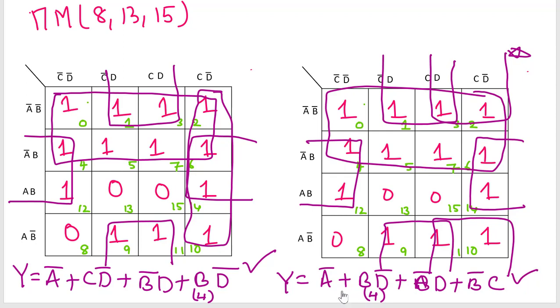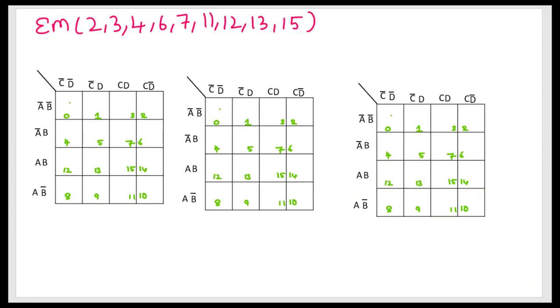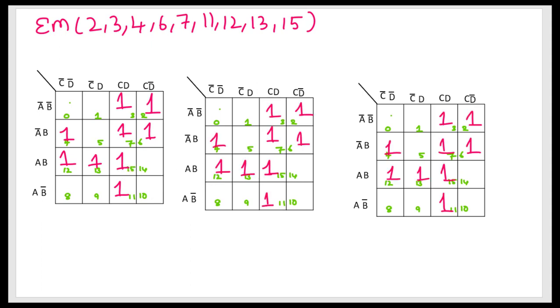Now we'll try to see one more example where you have more than 2 possible solutions. That means you are going to have a total of 3 possible solutions. Sigma m of 2, 3, 4, 6, 7, 11, 12, 13 and 15. We'll first fill the minterms for which output is 1. 2 is 1, 3 is 1, 4 is 1, 6 is 1, 7 is 1, 11 is 1, 12 is 1, 13 is 1, 15 is 1. Similarly we fill all the others. So now we have filled all the 3 K-maps.